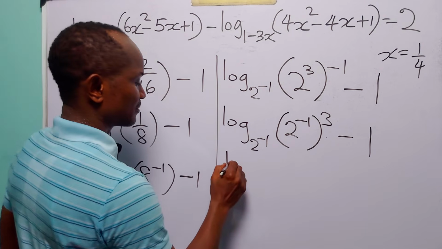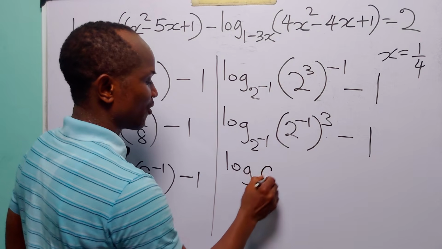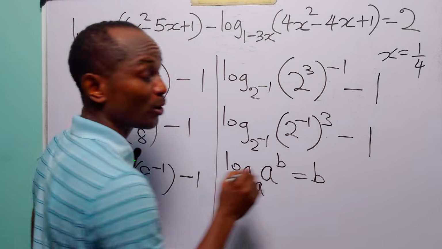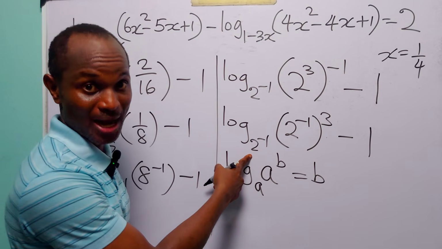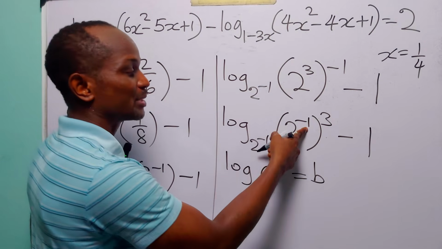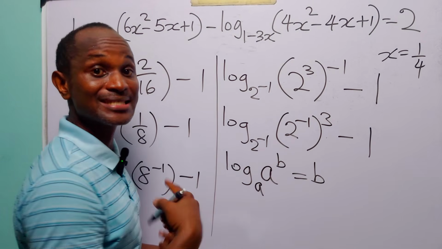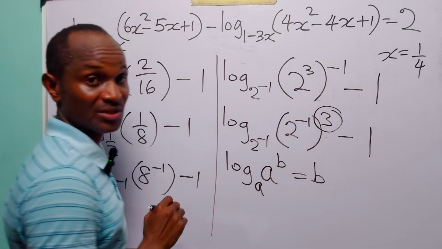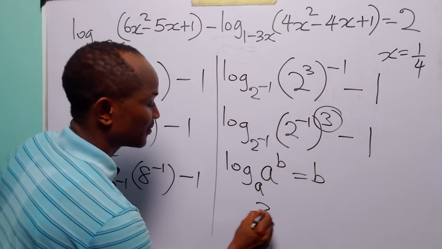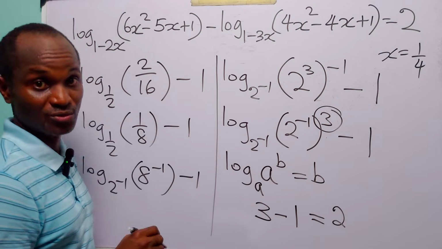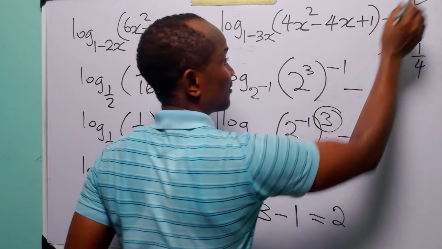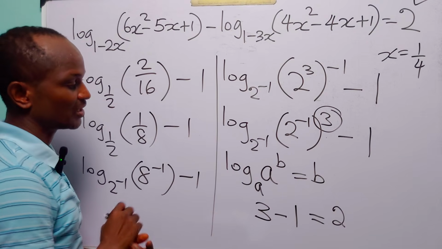Now, remember that log to base a of a to the power b is equal to b. So that means that log to base 2 to the power minus 1 of 2 to the power minus 1 to the power 3 is simply equal to 3. So here we have 3 minus 1, which is equal to 2, which is exactly what we have on the right hand side of the equation.